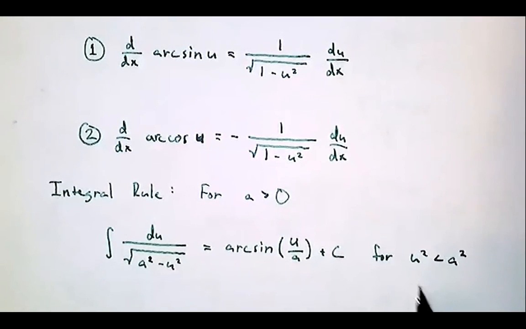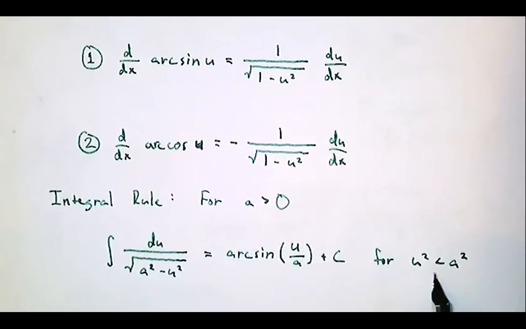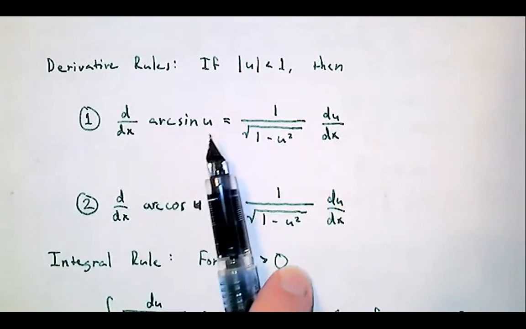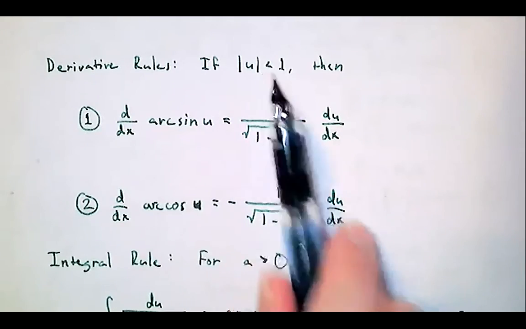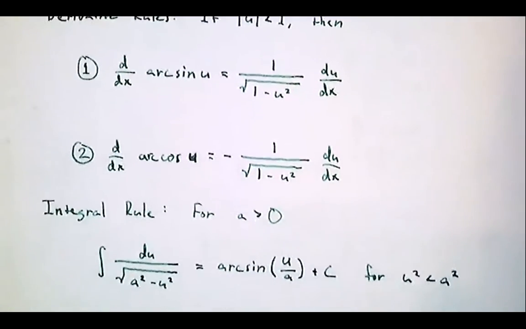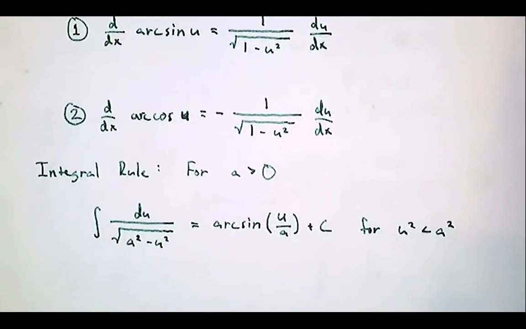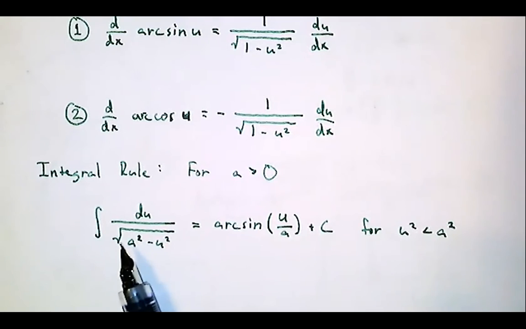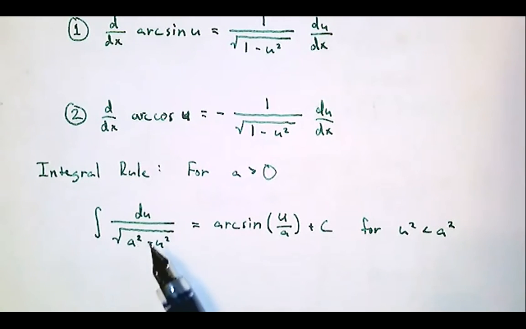And then there's a few technical details which we mentioned last time. For the derivatives, the function that you're plugging into arcsine needs to stay between plus and minus 1. And for the integral, your function squared needs to stay less than a squared. Basically, I'm saying that we can't ever divide by 0, and we also don't want to try to take square roots of negative numbers in the denominator here. That's what this helps us avoid.